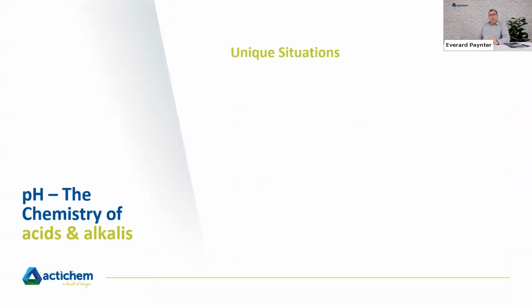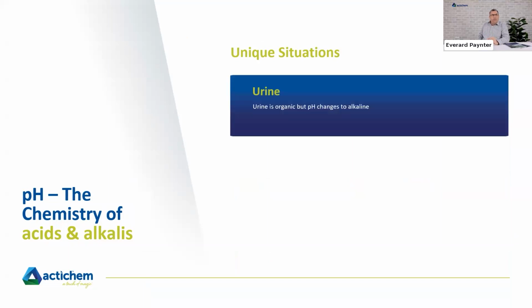Now, there's a couple of unique situations which I'd like to discuss with you, which are probably the primary reason I want to discuss with you is that it just puts into very good illustrations how this whole pH, acids and alkalis thing works. So the first one is in relation to urine. Urine is a very unique soiling in the fact that it is an organic soiling, we know that organic soilings are acidic, and it is. Urine is an organic soil and it is acidic.